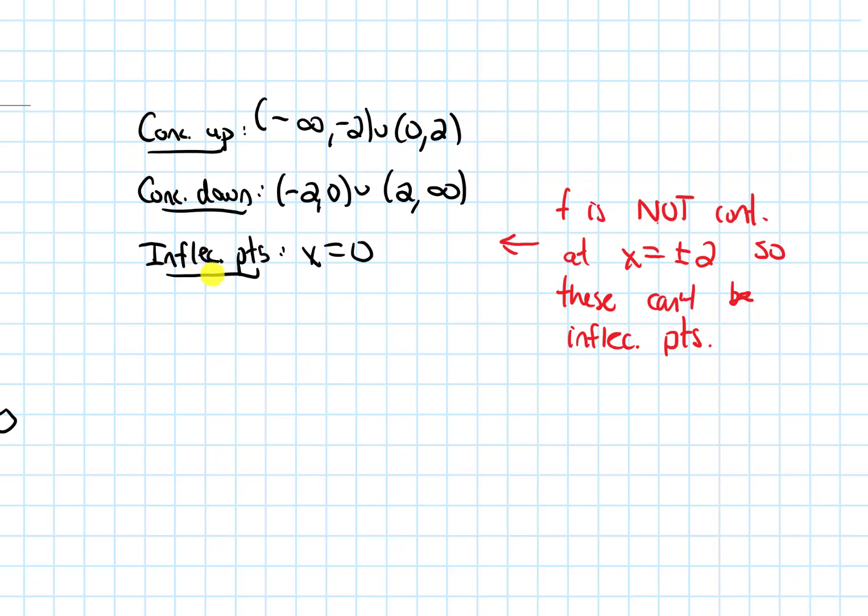Okay, this question said, tell me the whole point. It didn't just say the x value. So if you were to plug in x equals 0 into the original function, it turns out that y is also 0. So the point is 0, 0. That's where the inflection point will be. And now that we have this, we are ready for step G, the last step, which is to finally sketch the graph.